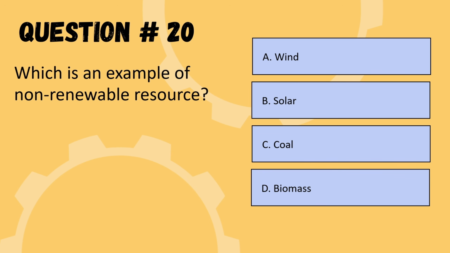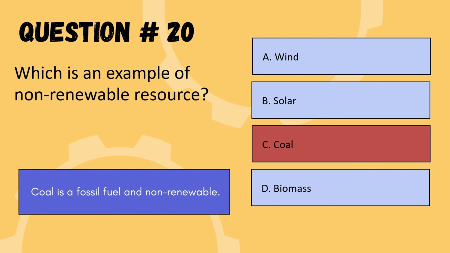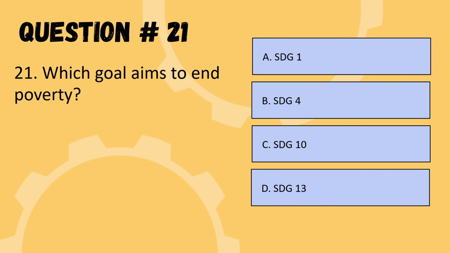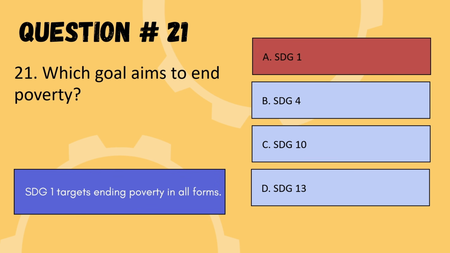Next question is which is an example of non-renewable resource? Options are wind, solar, coal or biomass. So your correct option is option C, coal. So we are moving to the next question. Next question is which goal aim to end poverty? SDG 1, SDG 4, SDG 10 or SDG 13. So your correct option is SDG 1. So we are moving to the next question.